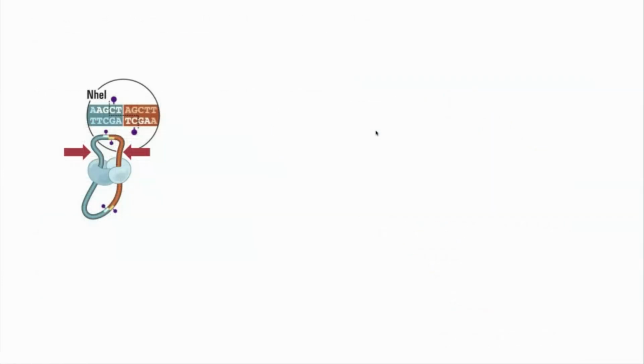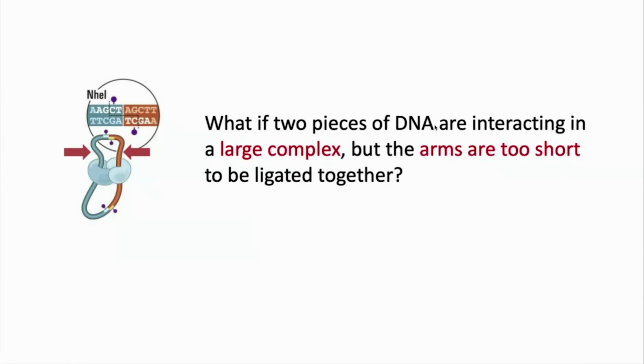So both Hi-C and Hi-C-like techniques, like Deep-C, go through this series of enzymatic reactions, as I just mentioned. The interacting DNA pieces need to be first cut and then ligated. So what if 2 pieces of DNA are interacting in a very large complex, and after cutting, the arms of the DNA are too short to be ligated together?